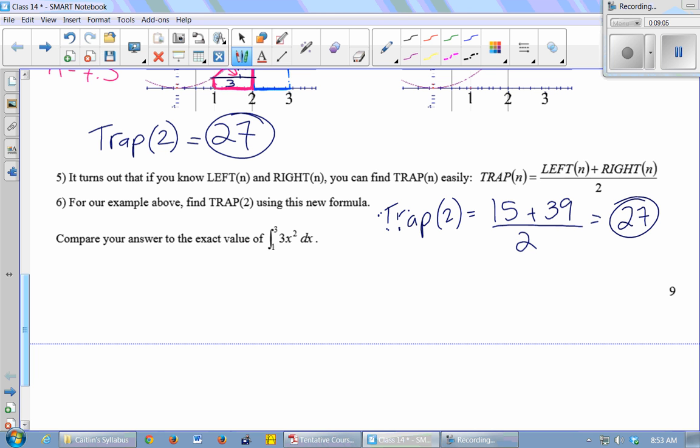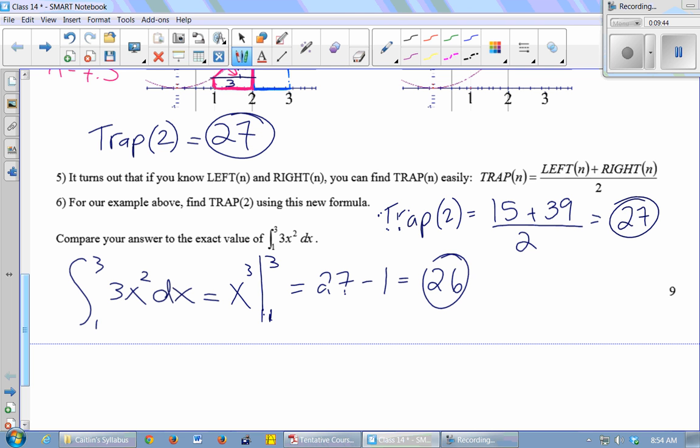Okay, so let's compare our 27 and our 15 and our 39 to the exact value. The integral from 1 to 3 of 3x squared dx. If I want to know the exact value under that curve, I can use FTC. Find an antiderivative, plug in the bounds, and subtract. So an antiderivative of 3x squared is x cubed. So I do x cubed, evaluated from 1 to 3. Plug in the 3. 3 cubed is 27. Plug in the 1. 1 cubed is 1. So my exact value is 26. So you can see trap was really good. Left and right were not so good.